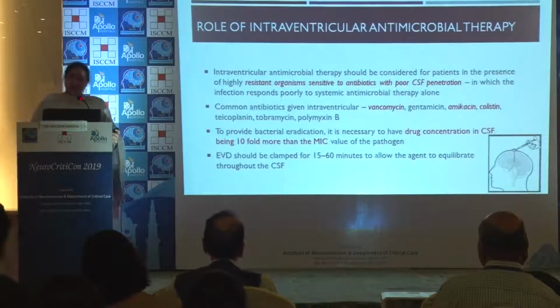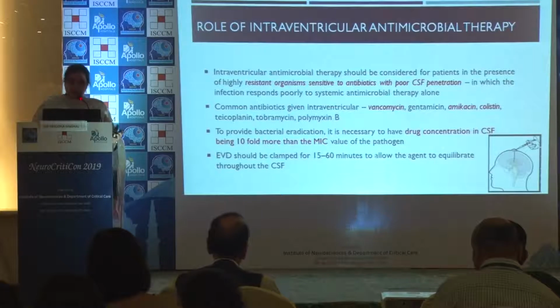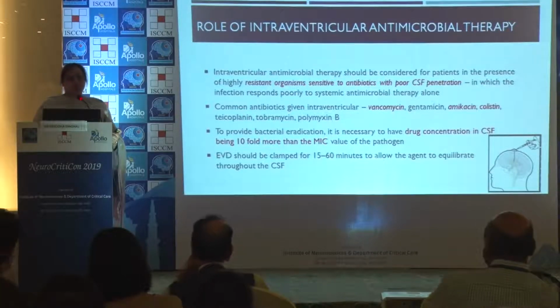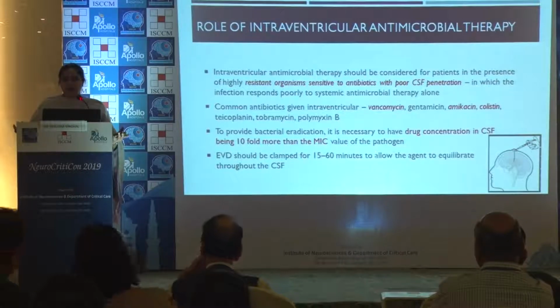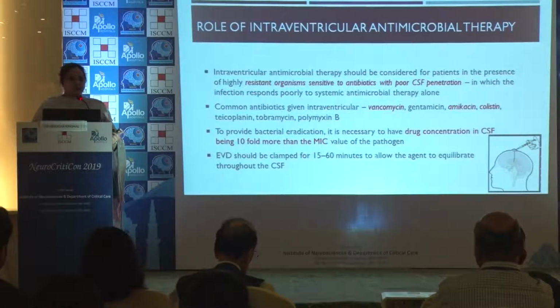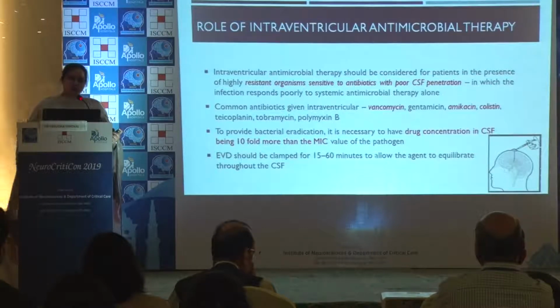Role of intraventricular. So why do we administer intraventricular? It should be considered in the presence of highly resistant organisms, sensitive to antibiotics with poor CSF penetration, in which the infection responds poorly to systemic therapy alone. And which are the common antibiotics that we give intraventricularly? Any experience? Colistin, vancomycin, amikacin, or you may also give teicoplanin, tobramycin, poly-B, but these 3 are the commonest. We usually give colistin and vancomycin if need arises.